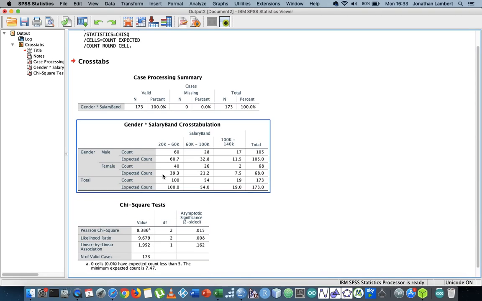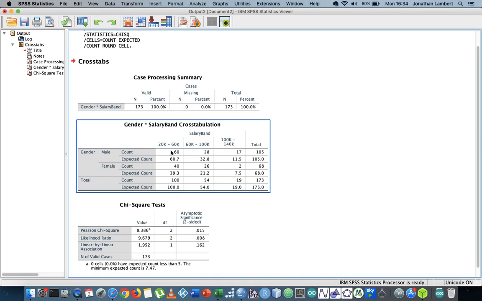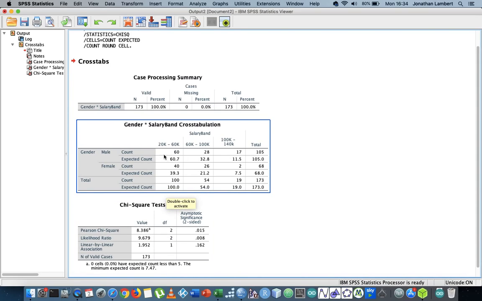But anyway, what we're really interested in is this output here, which is the chi-square test of independence. We're interested in the Pearson calculation. The actual chi-squared value from that calculation is 8.386. Let's just keep in mind that a chi-square value of 0 would indicate that there was no difference between the observed and the expected. And we've got a pretty big chi-squared here, but we also need to take into consideration the degrees of freedom.